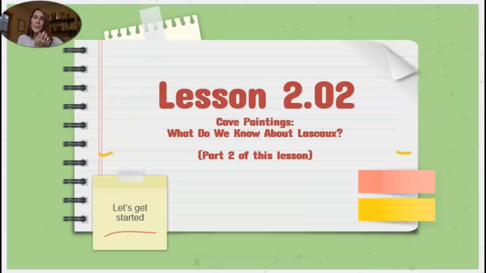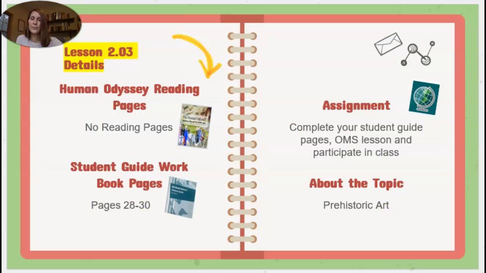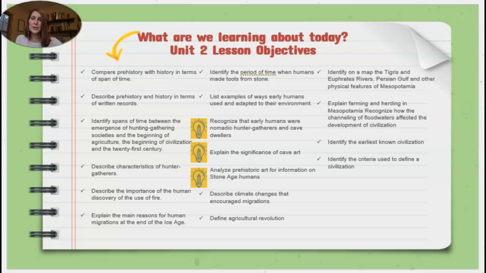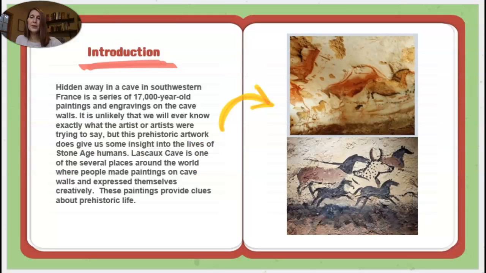So here's our part 2, cave paintings, what we know about Lascaux. There are no reading pages that specifically pertain to this. Student guide pages 28 to 30, we're talking about prehistoric art. And then here are those objectives. This one kind of overlaps, and then explain the significance of cave art and analyze prehistoric art for information on Stone Age humans.